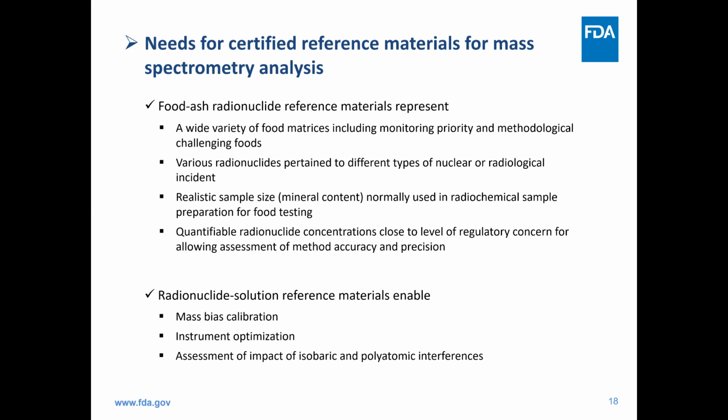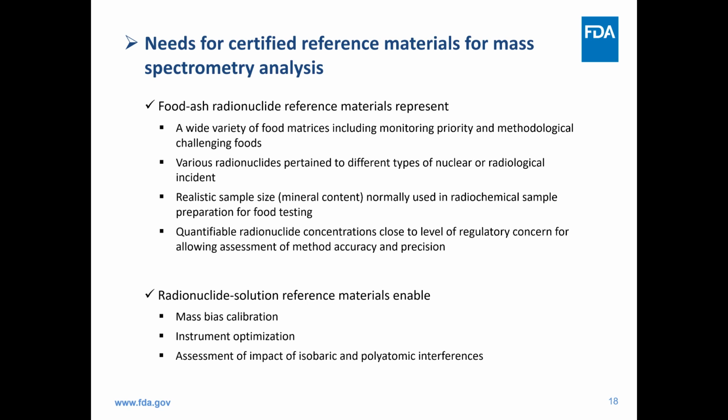So what is the need for the radiological food safety field? As an end user, I always look at the different reference materials for method development and validation. The needs for food matrix certified reference materials for mass spectrometry analysis are extensive, which include those representing the following sample properties: a wide variety of food matrices, including monitoring priority or methodologically challenging foods.